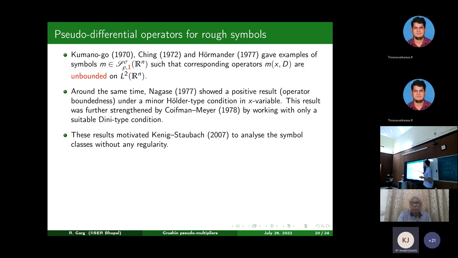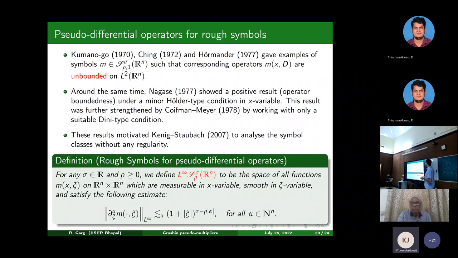And these results motivated the work of Kenig and Staubach, and in fact, I read a lot of literature in their introduction. This motivated them to study what they call rough symbols. By rough symbol, we mean that we are not demanding any kind of derivative nature in the X variable. We are taking derivatives in the Z variable of various orders, but otherwise in the X variable, we are taking some kind of L^p bounds.